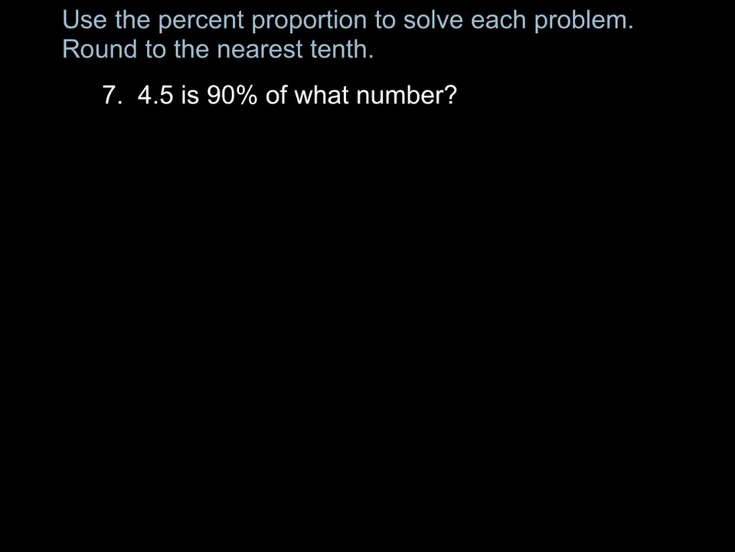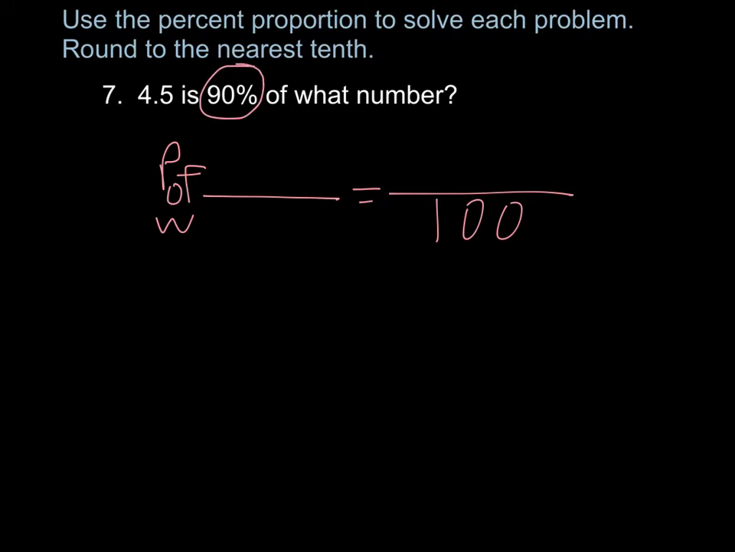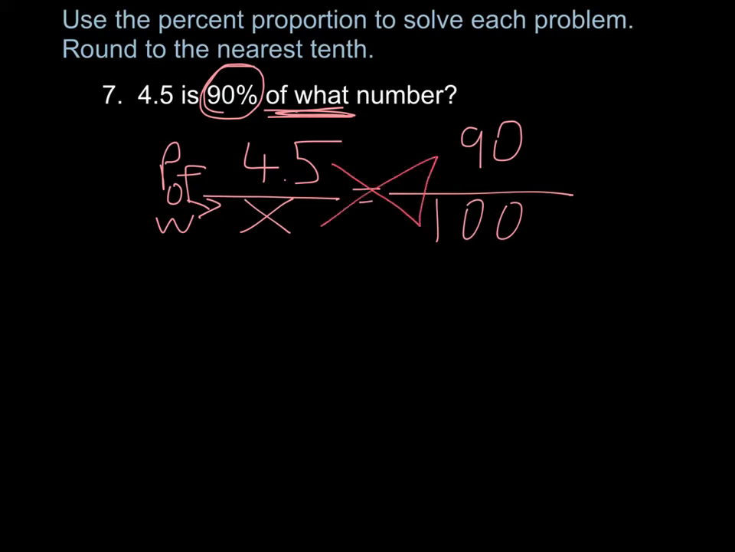Number 7 says 4.5 is 90% of what number? I know I'm going to need to use my percent proportion. And I have 90%, so I know that's going to go over here, over the 100. Of what? Means I don't know what's on the bottom here. So 4.5 has to go on the top. And if I cross multiply 4.5 times 100 divided by 90, I get x equals 5. That doesn't need to be rounded.